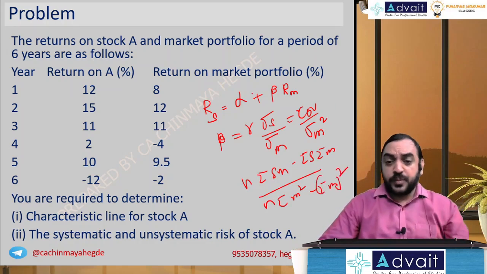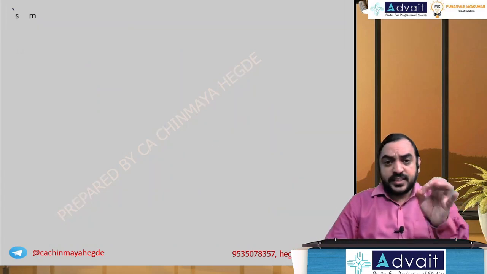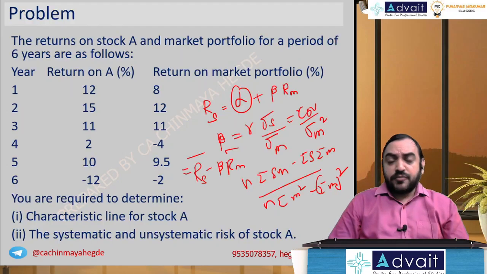Quite a few formulas for b, beta, and this alpha or a is calculated by simplifying this itself: Rs minus beta into Rm. Yes, I'll put bars. This is what the formula is all about.